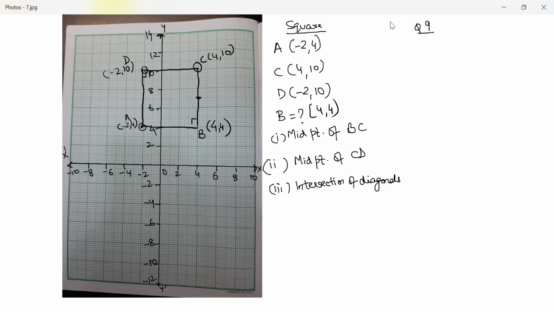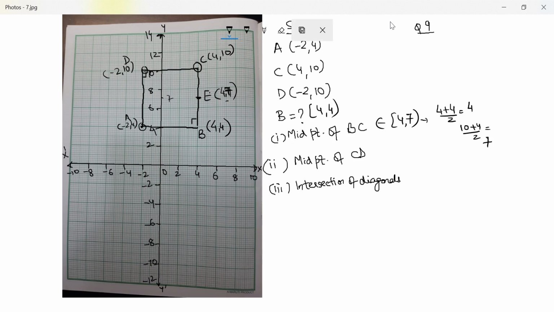So this would be the midpoint, and let's name this point. Have they given a name? No. Let's name this point E, and the coordinates will be 4 on the x-axis and 7 on the y-axis. So E is 4, 7. Like I said, another way of calculating it would be 4 plus 4 divided by 2, that's my abscissa, which is 4, and the ordinate would be 10 plus 4 divided by 2, which is 7.